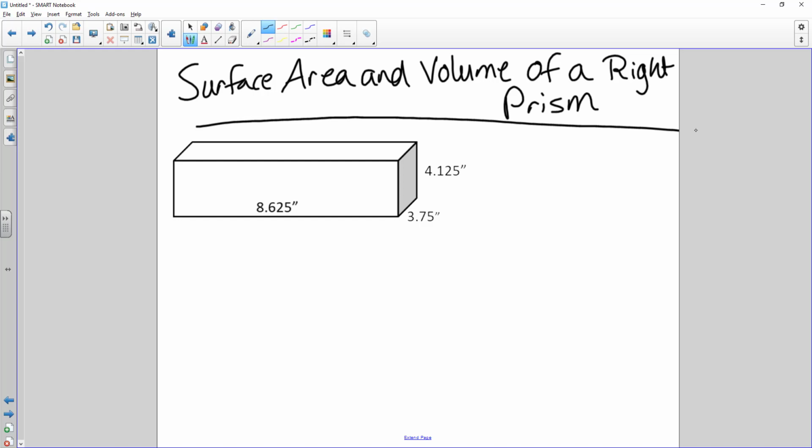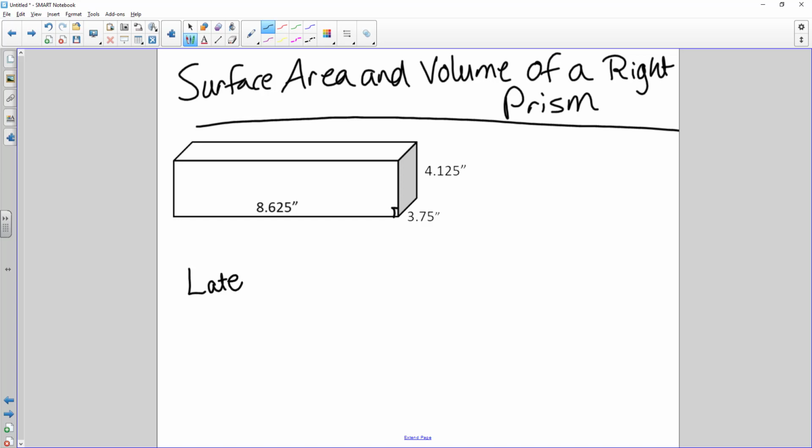The word right is used because it has 90-degree angles, like right here. The height makes 90-degree angles with the base. So the calculations we're going to do, in this case, we have a rectangular base, but this could apply if you have a triangular base, a hexagon base, any sort of polygon base. What we're going to calculate first is the lateral surface area.